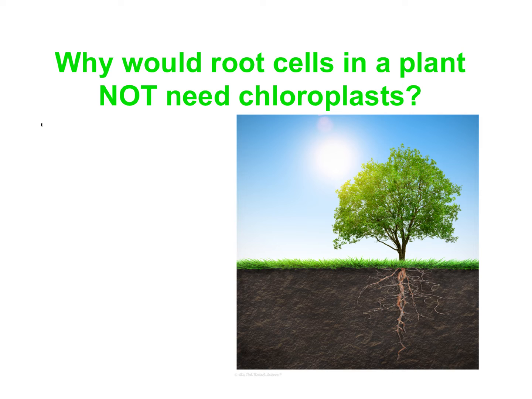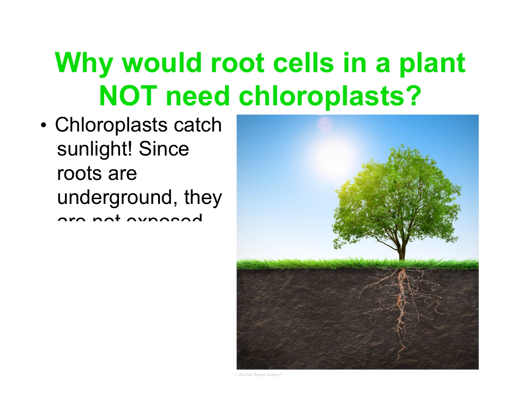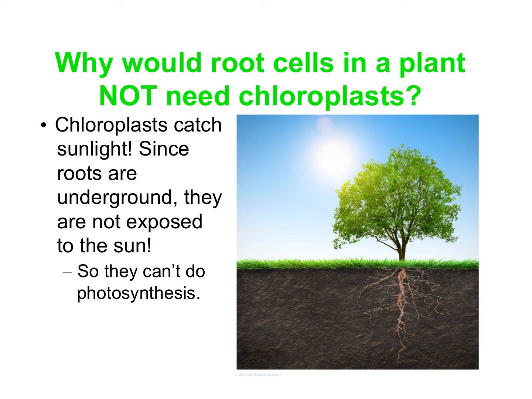Okay, so if you remember our conversation about carrots, right, the carrot itself is not green, but there are green parts to a carrot. So our question is, why would root cells in a plant not need a chloroplast? Well, roots are in the ground, not seeing any sunlight. So chloroplasts catch sunlight. That is their job. That's what the thylakoid and chlorophyll does. So since roots are underground, they are not exposed to any sun, which means they cannot do any photosynthesis. So they don't need chloroplasts.